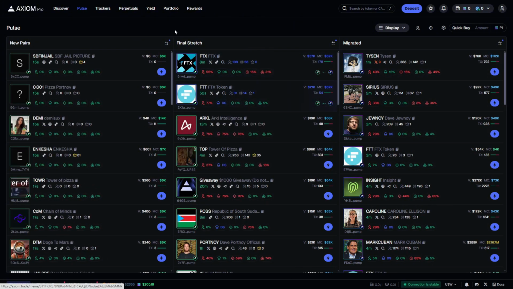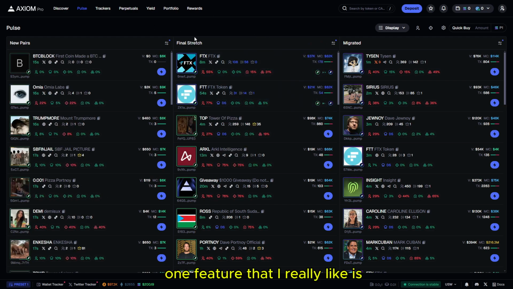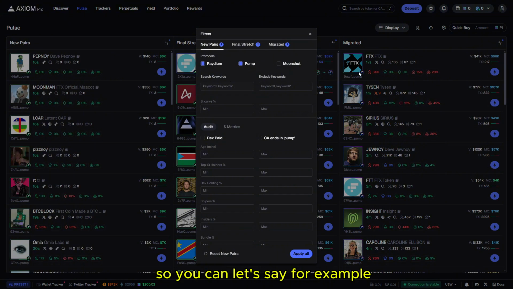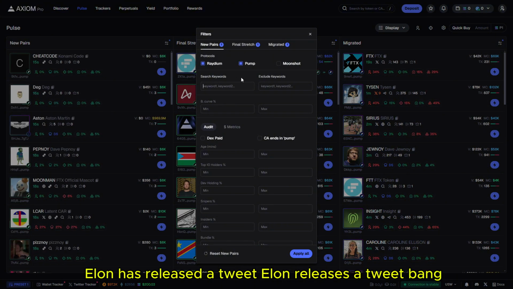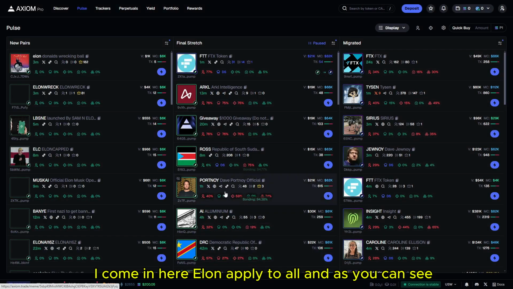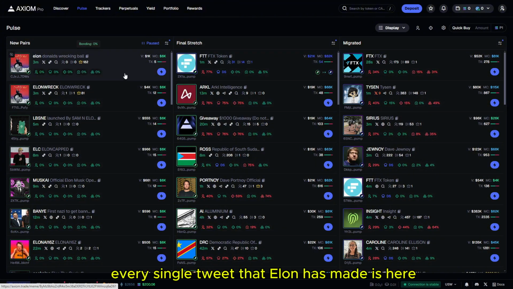Secondly, on Axiom, one feature that I really like is you can look for keywords. Let's say, for example, Elon has released a tweet. Elon releases a tweet, bang, I come in here, Elon, apply to all. And as you can see, every single tweet that Elon has made is here.